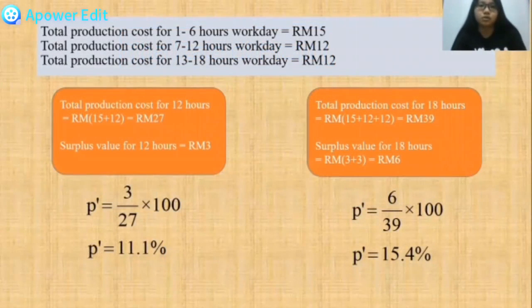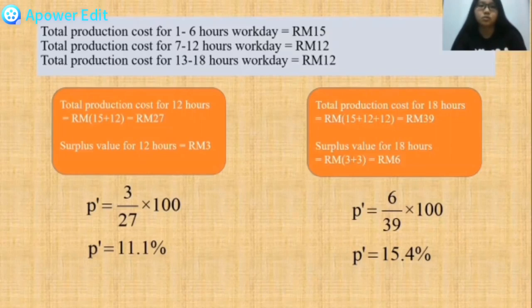Here we are given the total production cost for the first 6 hours workday is 15 ringgit. The total production cost for the 7 to 12 hours workday is 12 ringgit, and the total production cost for the following 13 to 18 hours workday is also 12 ringgit. To calculate the total production cost for 12 hours, we use the 15 ringgit for the first 6 hours plus the 12 ringgit for the 7 to 12 hours, and we get 27 in total. So the surplus value for 12 hours is 3 ringgit. Then we plug the total production cost and surplus value for 12 hours into the rate of profit formula, where P prime equals 3 over 27 times 100, which equals 11.1%.